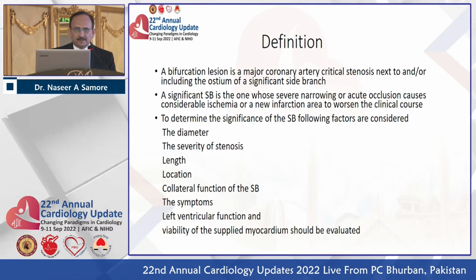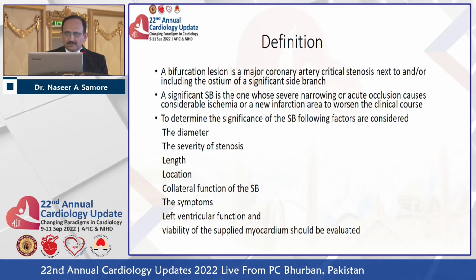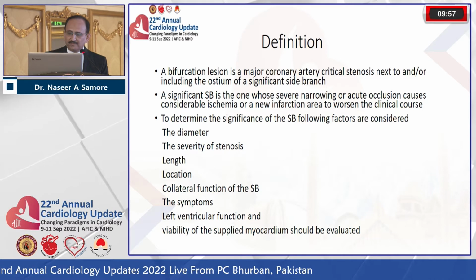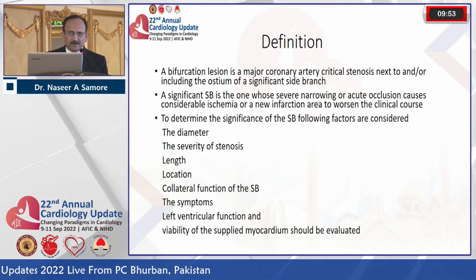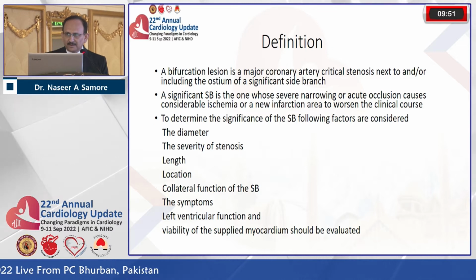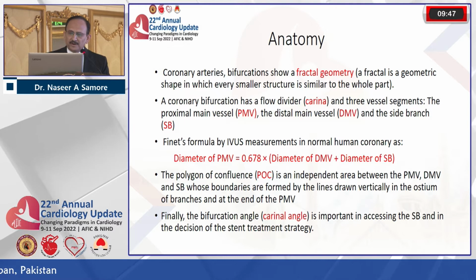A bifurcation lesion is a critical lesion in a major coronary artery adjacent or near to a significant branch, and the significant branch is defined by its area of distribution. Now, a brief about anatomy.